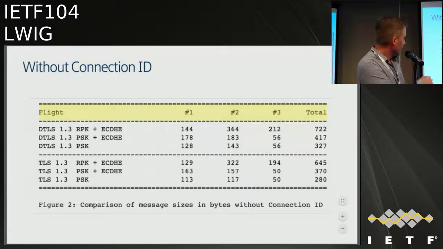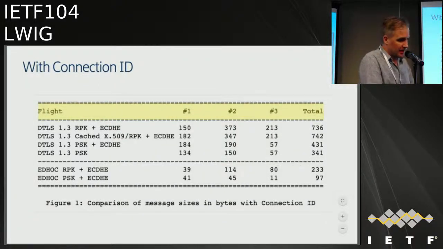So as you can see for DTLS and TLS, I don't know how this compares to earlier versions of TLS and DTLS. That might be something to add in the future. Actually, there has already been a request for that. A university contacted me and asked if I had numbers for that. The main difference between TLS and DTLS is that DTLS adds sequence numbers and some structure for fragmentation. But basically, it's the TLS numbers, and you have some additional header fields. And here is RPK with elliptic curve Diffie-Hellman, PSK with elliptic curve Diffie-Hellman, and PSK without perfect forward secrecy.